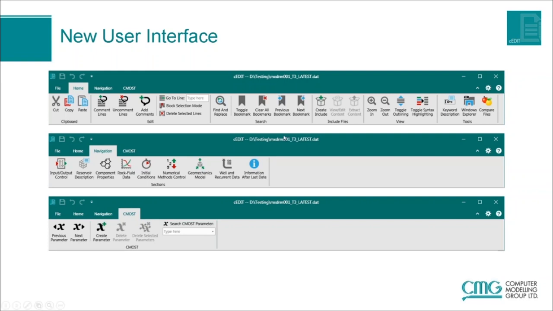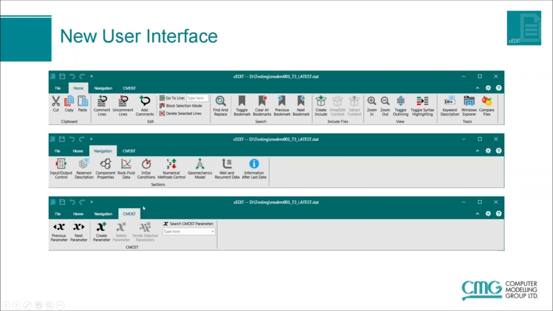The second tab that we're showing here is the navigation tab. And this has been added again to save you time from having to scroll a lot. So all of the major dataset entry areas in CMG files are represented here. So for example, IO control, reservoir description, and component properties. So instead of having to search for these things, you could just click one and it would take you right to that point. For example, if you wanted to edit a well, you would just click well and recurrent data, it would take you to that section, you'd more quickly be on your way.